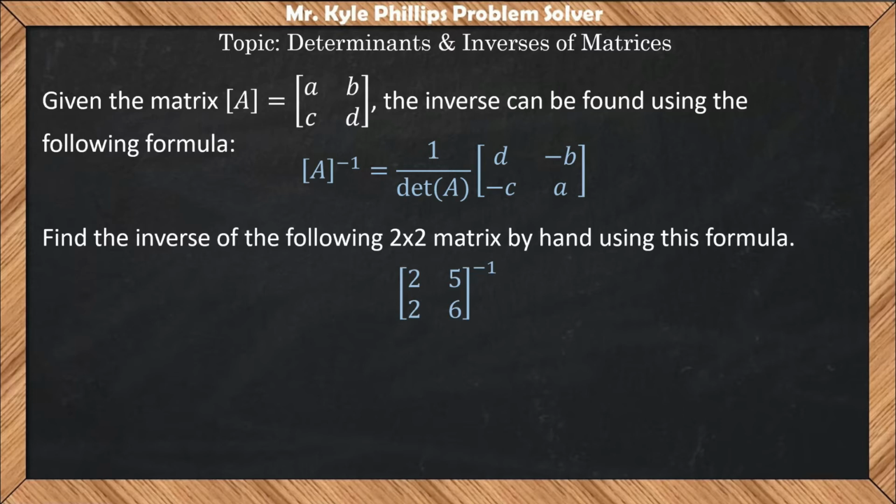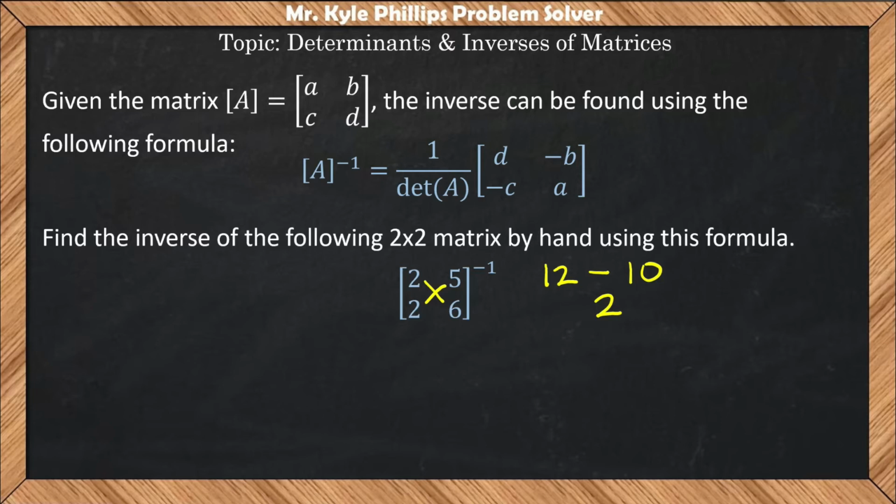So let's try this. They tell us to find the inverse of this following 2x2 matrix by hand using this formula. So the first thing we need is the determinant. Well, we know how to do that. We're going to take the downward diagonal, 2 times 6, that gives us 12, and we're going to subtract the upward diagonal, 2 times 5, which is 10. So the determinant of this matrix is going to be 2.